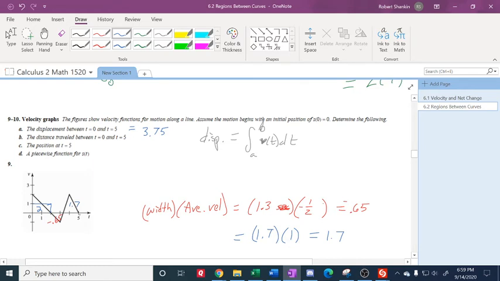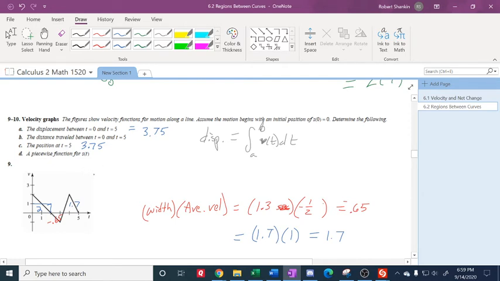Alright, well, the position at t = 5, well, it said we started out at 0. My displacement was 3.75, so this would be 3.75 again. The displacement tells me how much I moved. I moved positive 3.75. And then part D, a piecewise function for S of t.